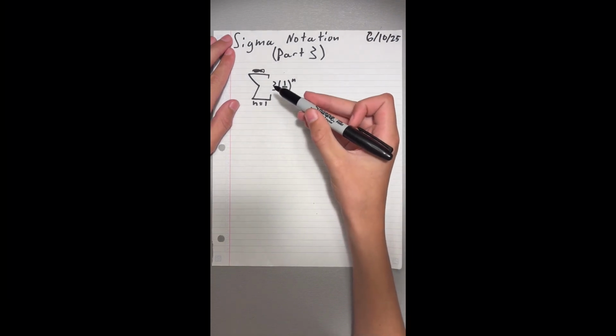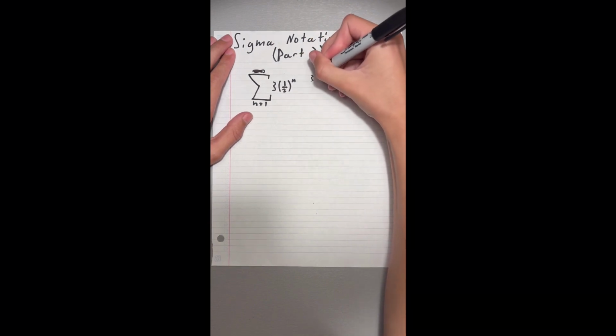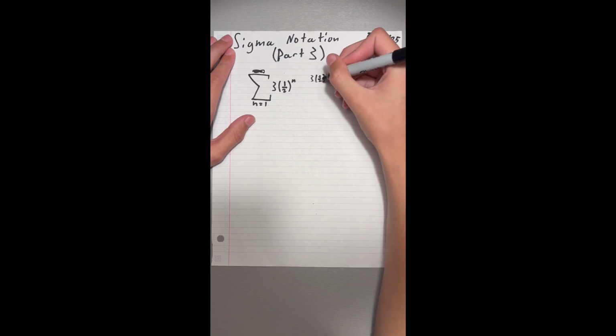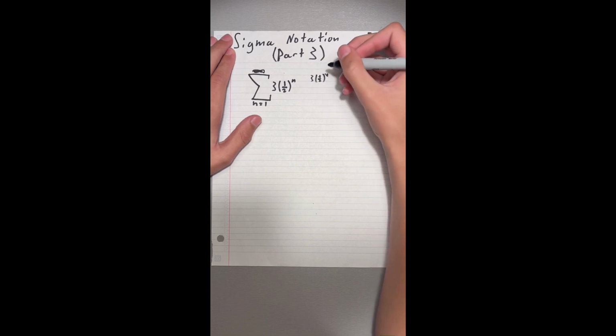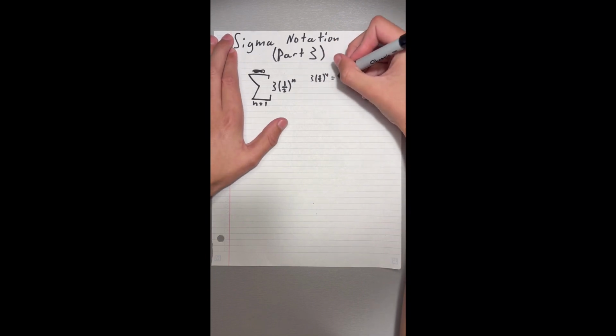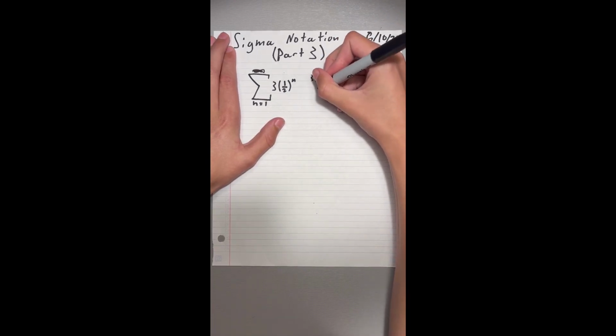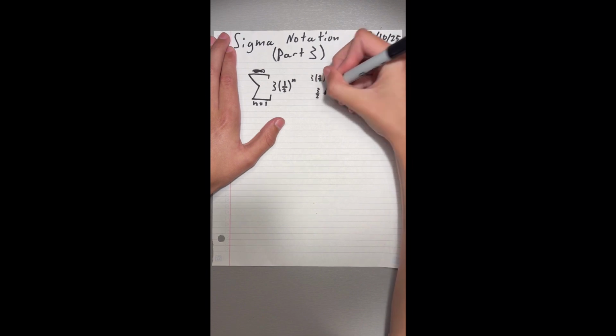First, we have 3 times 1/2 to the first, and anything raised to the first power is just itself, so now we just have 3 times 1/2, which is equal to 3 over 2, or 3/2. So we have our first term, 3/2.